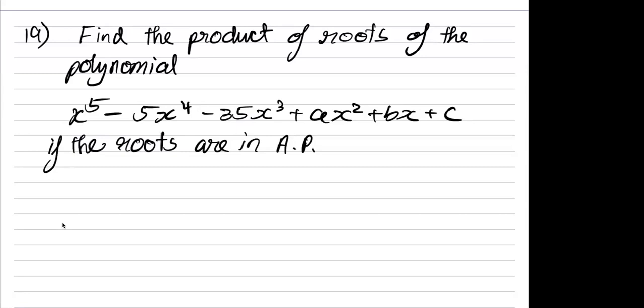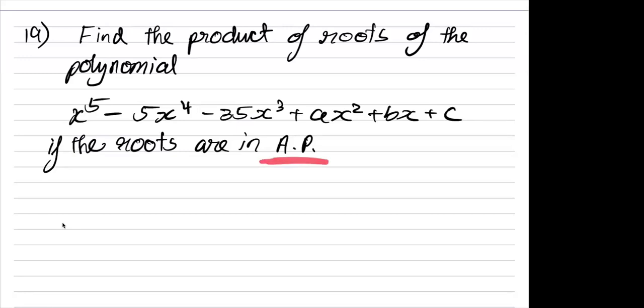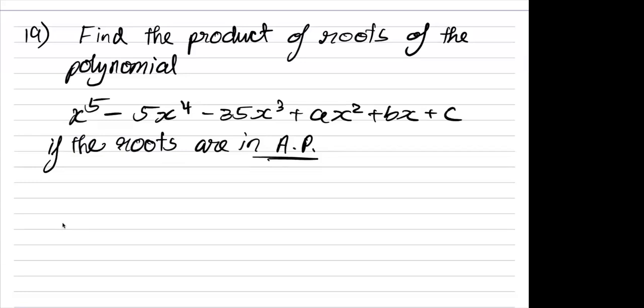So what's the meaning of if the roots are in AP? They are in arithmetic progression. Wait for 2 minutes, I'll give you a hint on how to proceed with such questions. AP means the same logic that we were discussing before: all terms have a common difference. So basically, you have just two variables over here. An AP can be defined with two things only: the first term and the common difference, or any term and the common difference.